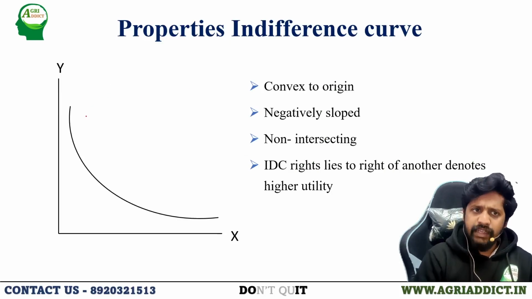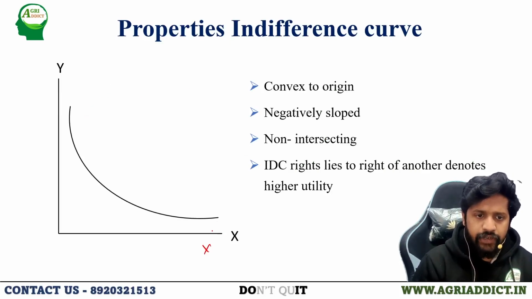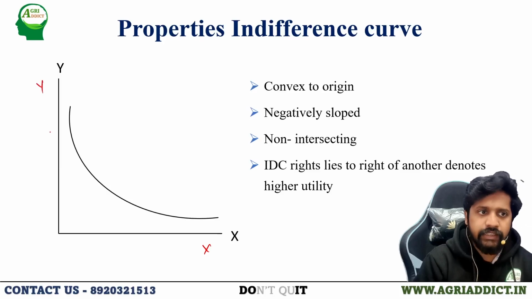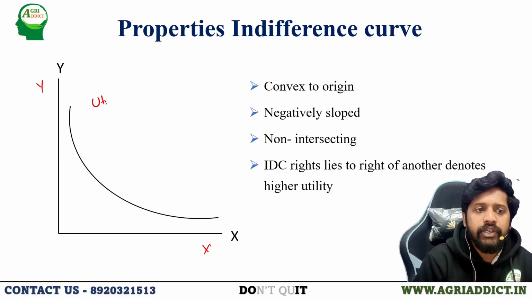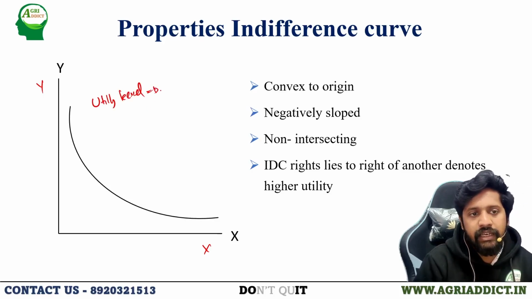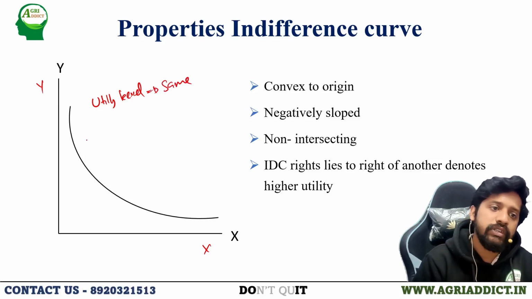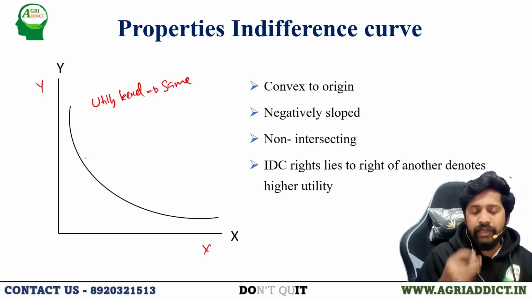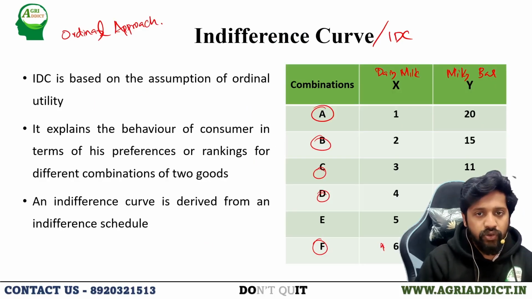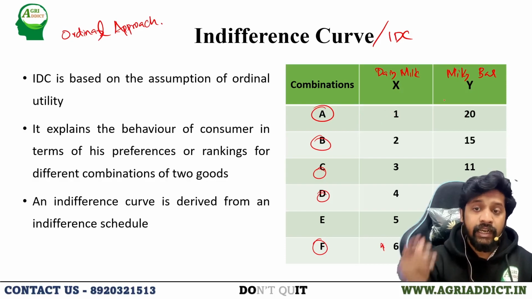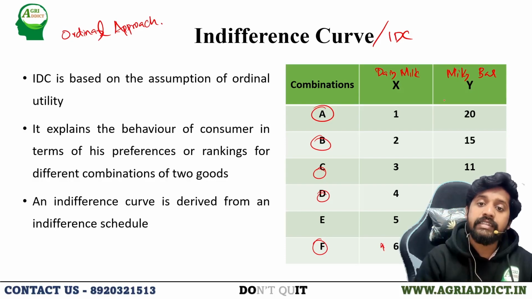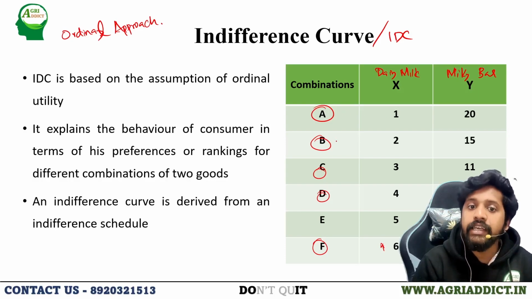So this is an indifference curve, and this axis constitutes the x commodity and this axis the y commodity, and along the indifference curve, what will happen? The utility level obtained from each of the combinations will be the same. So along the indifference curve, the satisfaction level that we are obtaining is the same. Even though we are considering different combinations, in the first combination we had only one Dairy Milk and 20 Milky Bar, but the utility level in A is equal to that in B also.